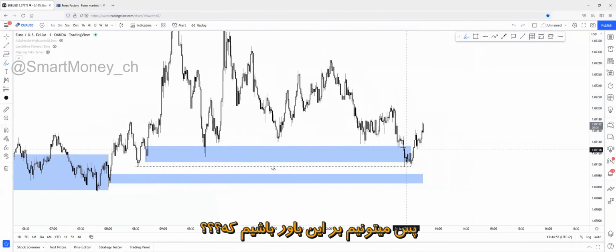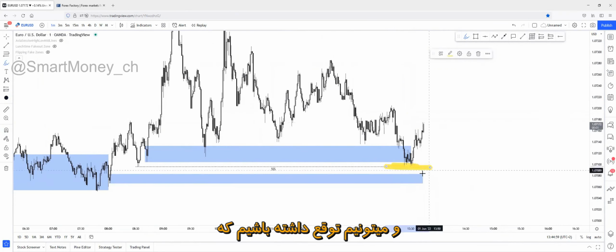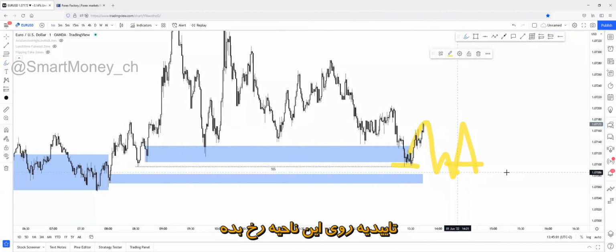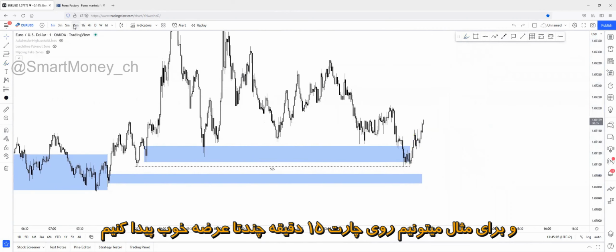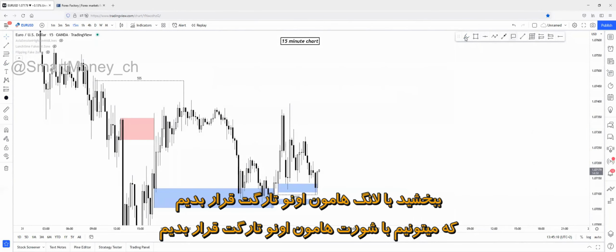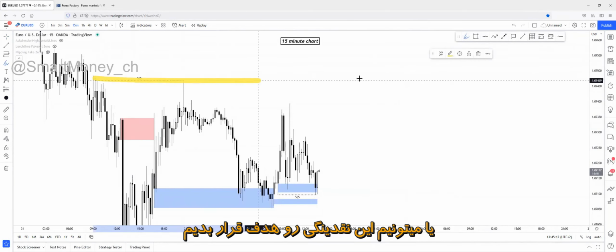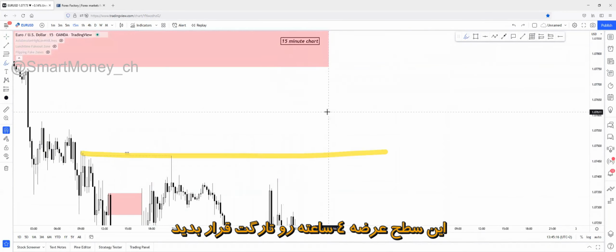So what can we expect here? We can expect the mitigation of this demand zone down here. We can expect the sweep of this liquidity, and we can expect the confirmation on this zone, right? If the confirmation happens, we can take this trade up to some supply zone. For example, on the 30-minute chart, we will find some good supply zone that we can target with our long, or we can just simply target this liquidity line right here. Or if you are greedier, you can target the 4-hour supply zone.